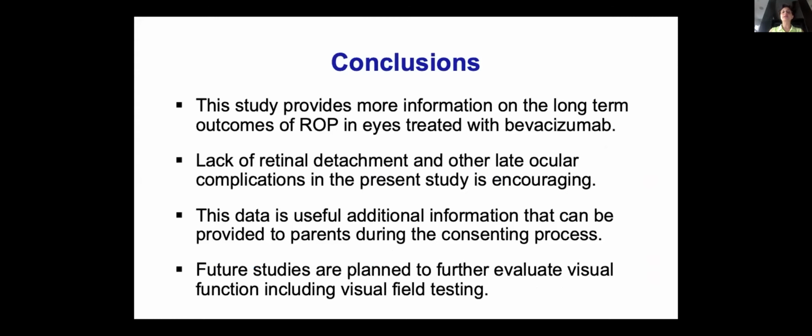So this study provides more information on the long-term outcomes of ROP in eyes treated with bevacizumab. The fact that there was a lack of retinal detachment and other late ocular complications in the present study is encouraging. And this data provides useful additional information that can be provided to parents during the consenting process. We are planning further studies to evaluate visual function, including visual field testing.